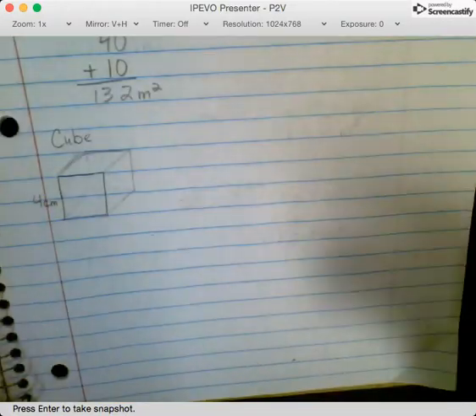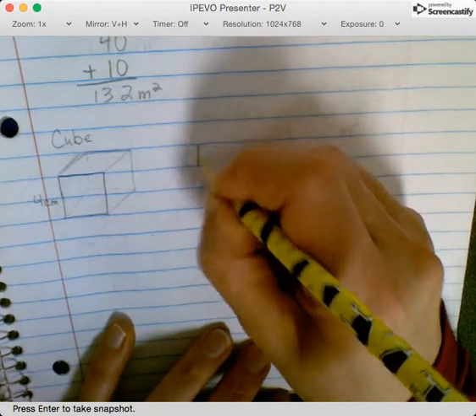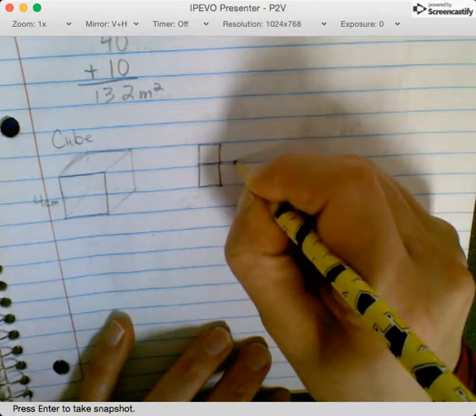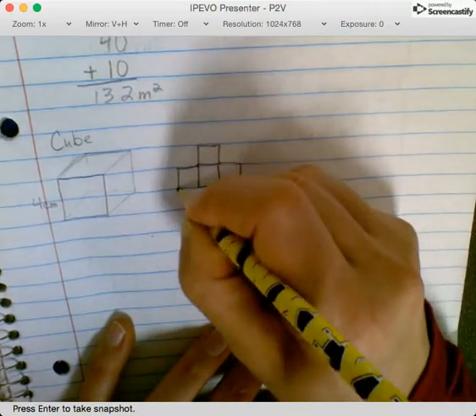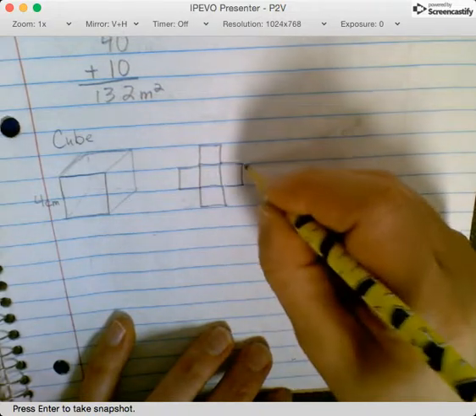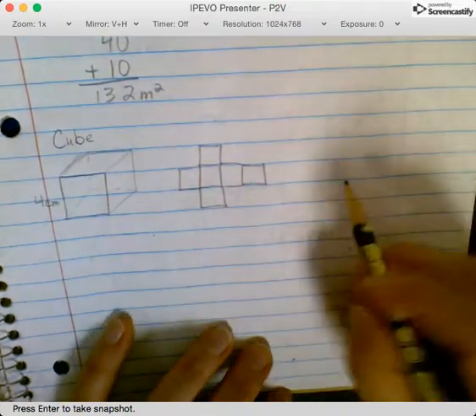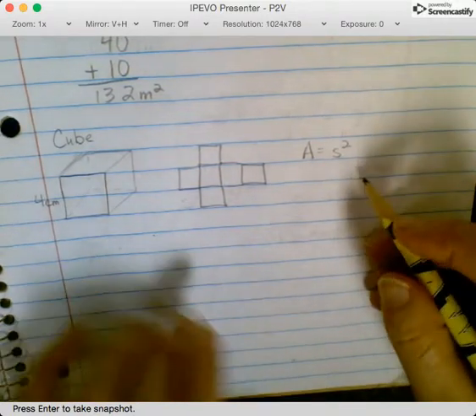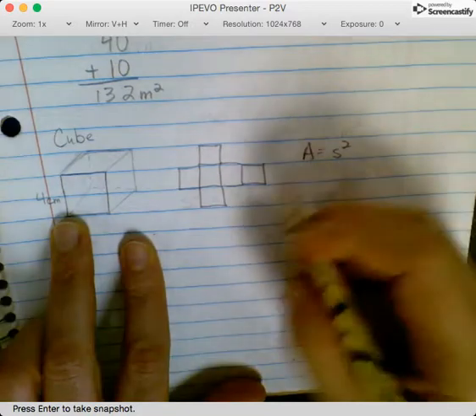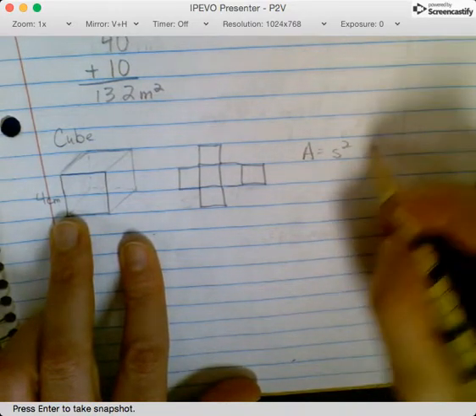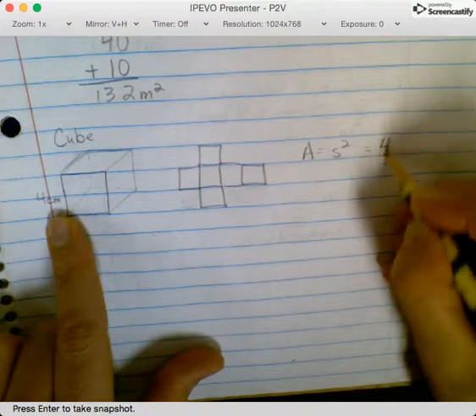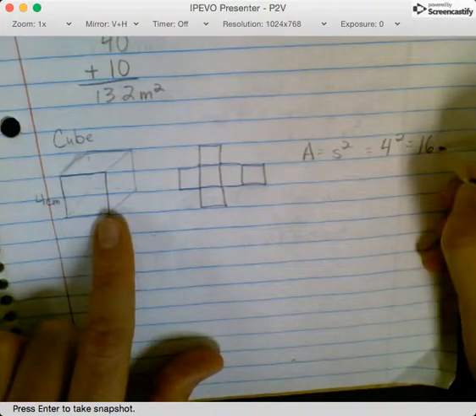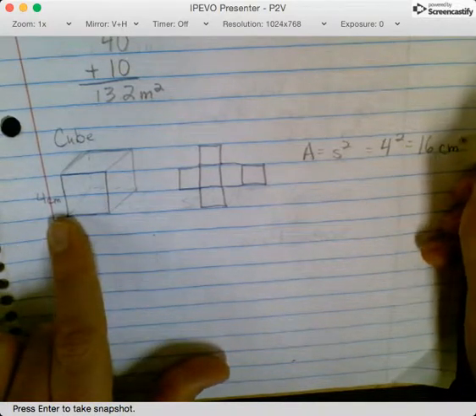Okay, let's go ahead and move on to a cube. Now a cube is going to have 6 equal boxes, 6 equal squares. So I'm going to draw 6 squares. And when you draw these, they don't have to be perfect. The area of one side is side squared. So all I have to do to find the area of one side is square that number. This one is 4. So 4 squared, and that's 16. That is 16 centimeters squared.